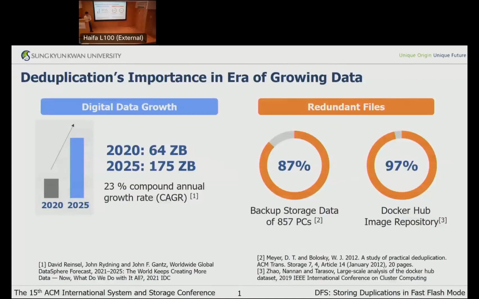In 2020, the world produced 64 zettabytes of data. In 2025, it is expected to grow to 175 zettabytes. However, lots of the data are redundant or duplicated. For example, 87% of backup server data is redundant, and 97% of uncompressed Docker Hub repository data is duplicated. Because of this, deduplication is considered a very effective way to deal with this rapidly increasing storage capacity demand.